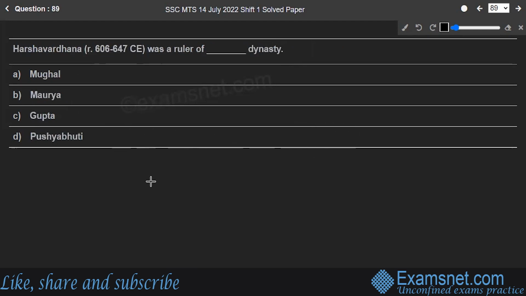Hope you are clear. Next is question number 89. Harshvardhana, 606 to 647 CE, was ruler of which dynasty? Mughal, Maurya, Gupta, or Pushyabhuti? The correct answer to the question is Pushyabhuti, option D. Harshvardhana ruled from 606 to 647 AD. He was born in 590 AD and became king of Thanesar. He belonged to the Pushyabhuti, also called Vardhana dynasty. So option D is the correct answer to the question.